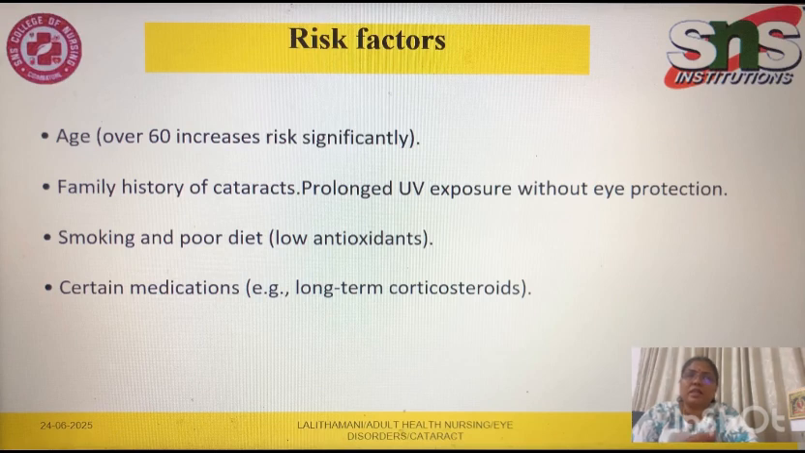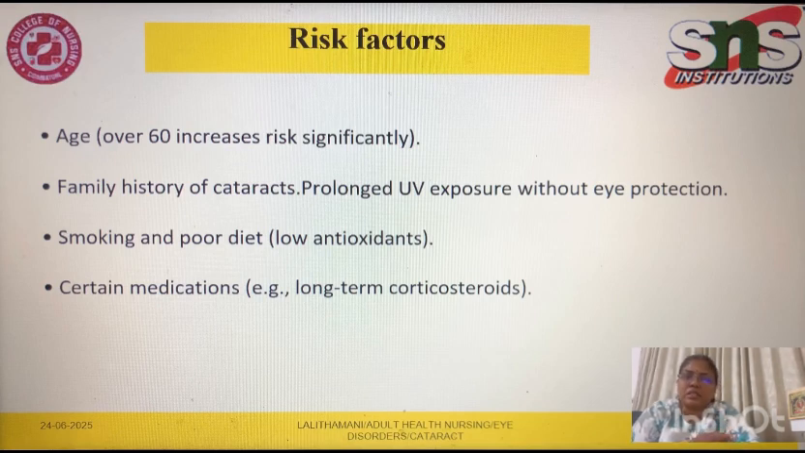Apart from age and family history of cataract, smoking and a poor diet with low antioxidants are also proven to be risk factors. Certain medications like long-term corticosteroids, given for the management of any other condition, are a predisposing factor for cataract.